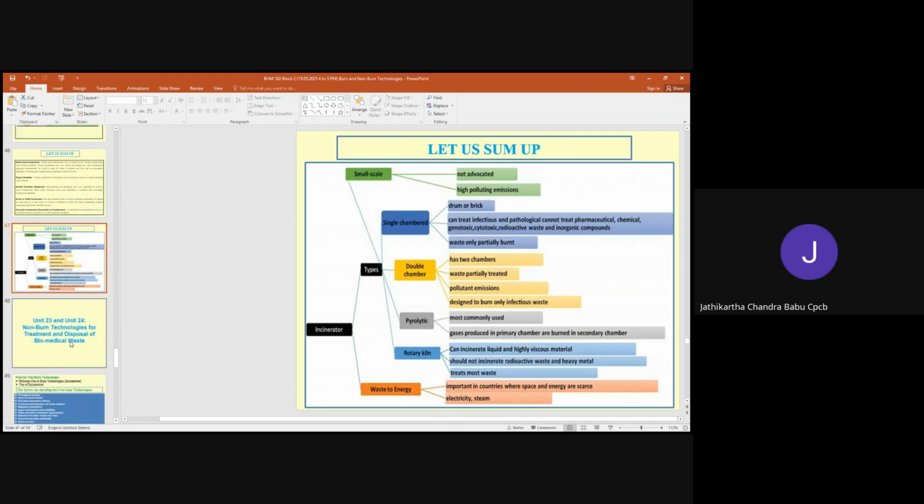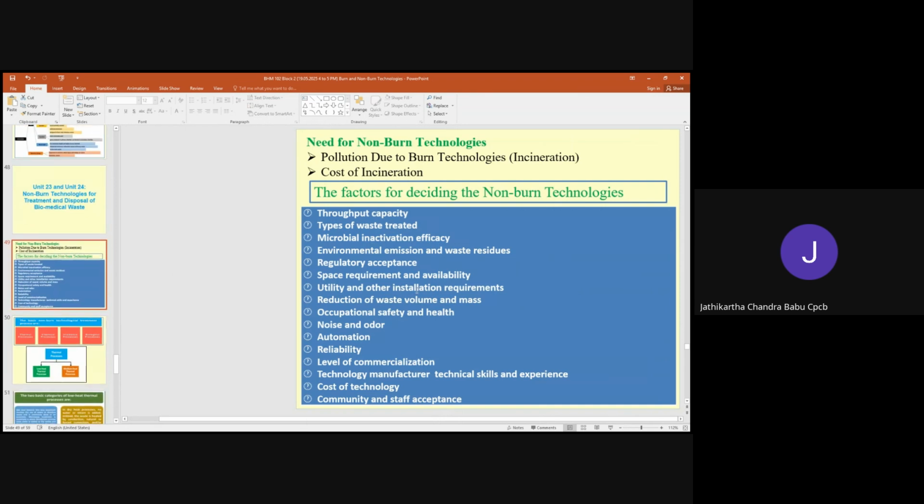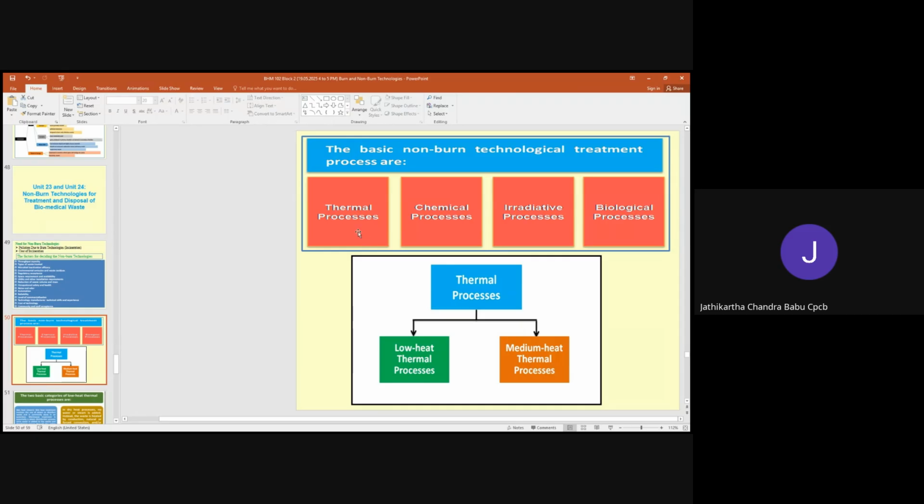Coming to non-burn technologies, we have already discussed them, because autoclaves are all non-burn technologies. There is high pollution due to burn technologies because of the incineration process, and these are the factors which affect the pollution process. The non-burn technologies I told you about are thermal processes, chemical processes, radiation processes, and biological processes.